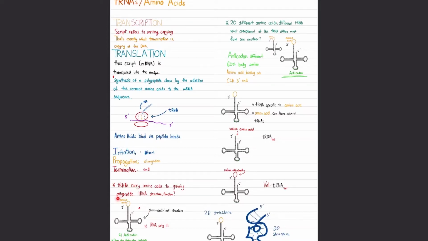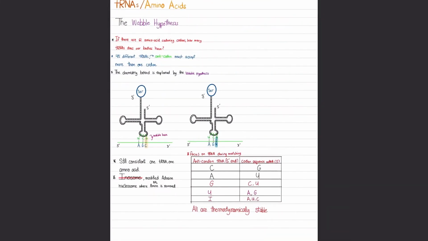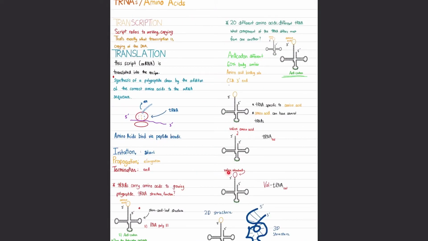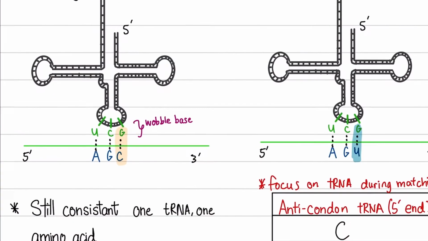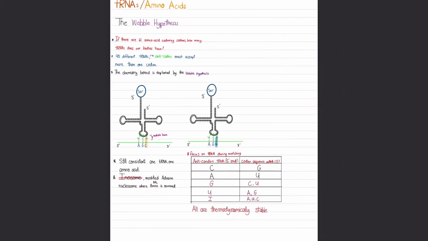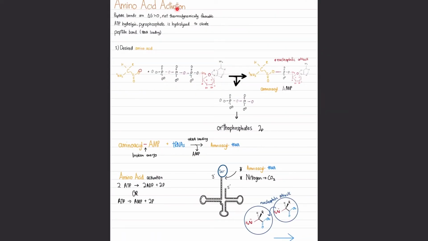And we talked about tRNA structure. We also talked about how the specific amino acid binds to its specific tRNA. And then we also talked about how these tRNAs have the ability to bind to different codons because of the last codon, which is the wobble-base hypothesis. We also talked about amino acid activation.